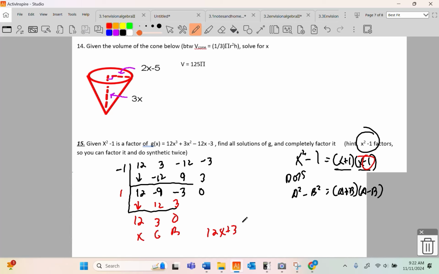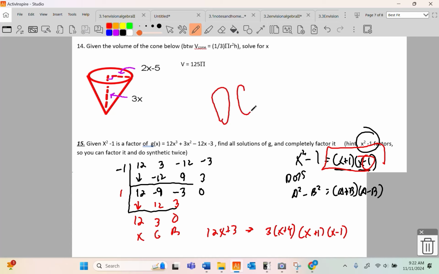I'm not trying to find zeros, I'm trying to factor. Both of these pieces contain a 3. It's 3 times 4x plus 1. So the complete factorization is 3 times 4x plus 1, times these two factors that were previously found, x plus 1 times x minus 1.